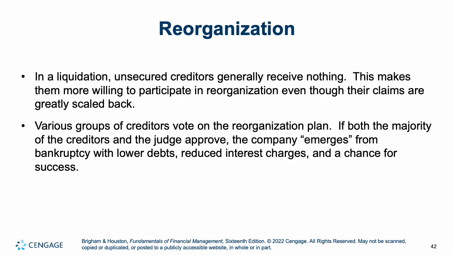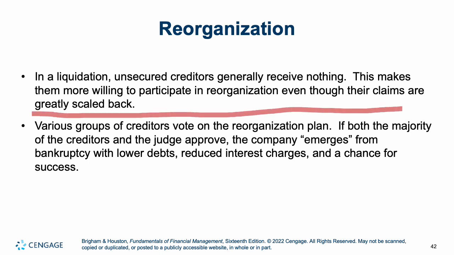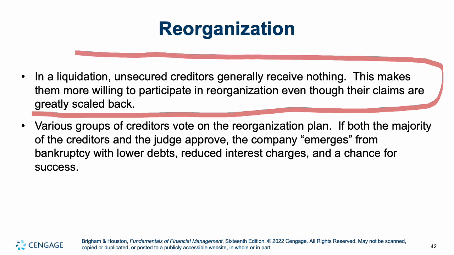And finally, reorganization. Why is it important? Because in a liquidation, unsecured creditors generally receive nothing or very little. They'll get pennies on the dollar at best if they're unsecured bondholders or creditors. And it's going to make them a lot more willing to participate in reorganization, even though their claims may be scaled back. You may lose your coupon payments or get them greatly reduced, but you would still rather get your par value back than get 0 or get 5 cents on the dollar or anything like that. So as a consequence, you're going to want to make sure that you try to work with the company and keep them going, because it's in your interest that you get as much back as you can.